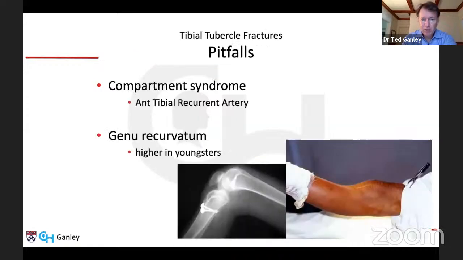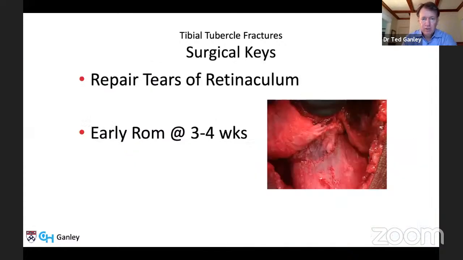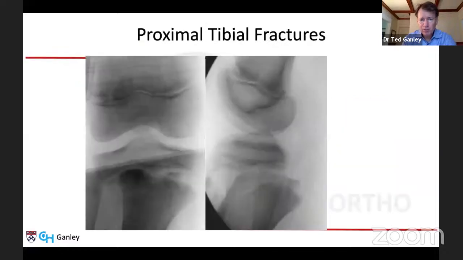Pitfalls, compartment syndrome, beware of the anterior recurrent artery injury, and genu recurvatum higher in younger patients. I did some work in Nepal in 2001. This is a patient who'd been treated with fixation and then developed later genu recurvatum. Again, surgical keys. I like to repair tears of the retinaculum and early range of motion in these patients at 3 to 4 weeks.